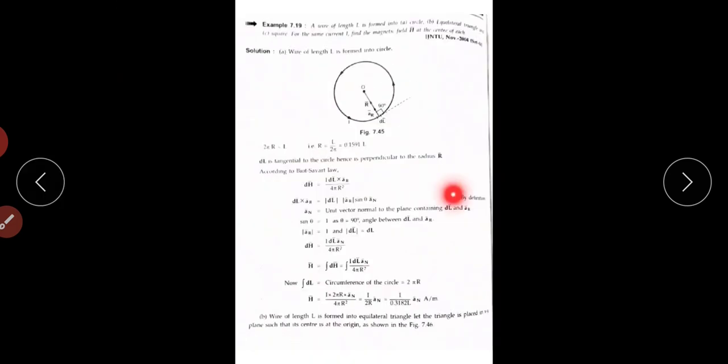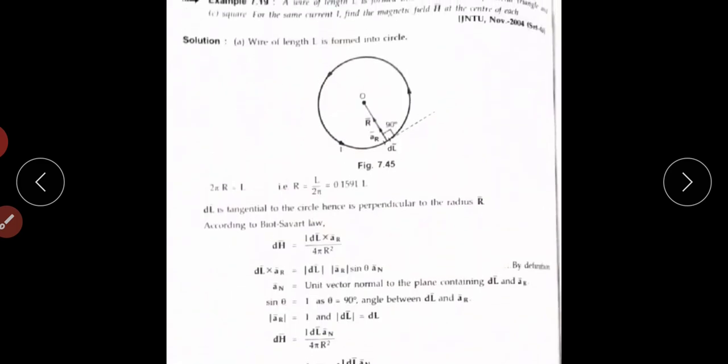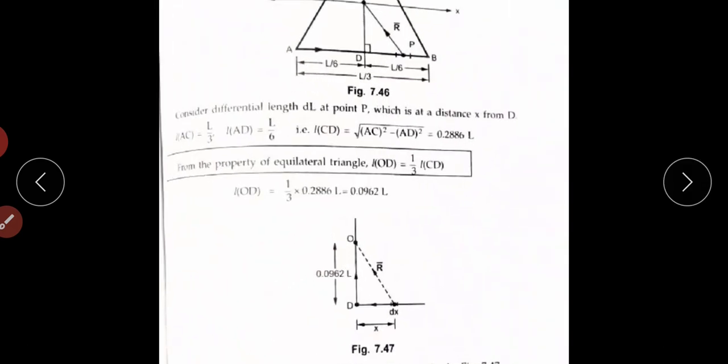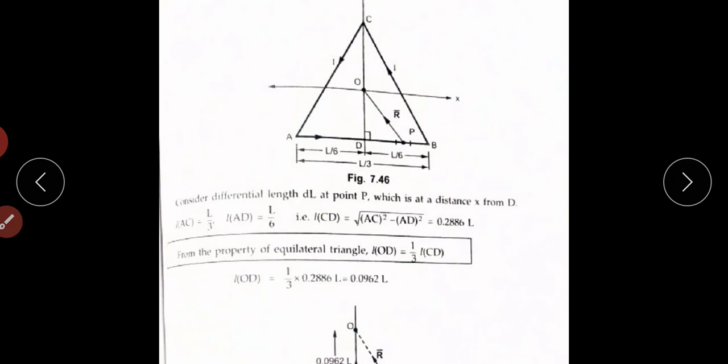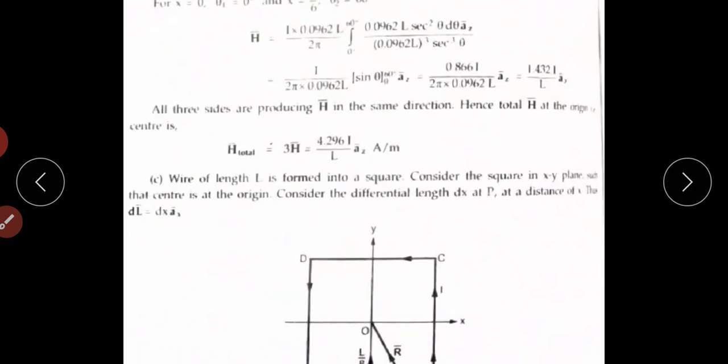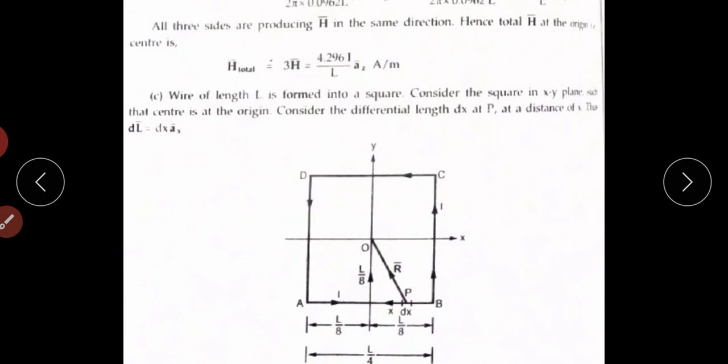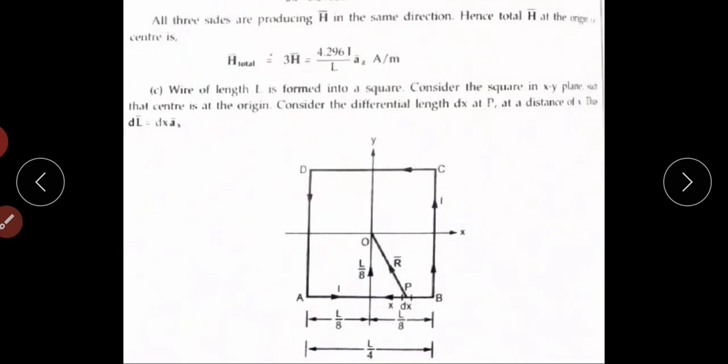Here we are finding the magnetic field intensity at origin for 3 different shapes of conductors. First shape, circle, with length of the conductor L meters. Second shape, triangle, with length of the conductor the same L meters. Third case, square shape, here also the length of the conductor equals L meters. In these cases, by using Biot-Savart's law, we are finding the magnetic field intensity at origin.